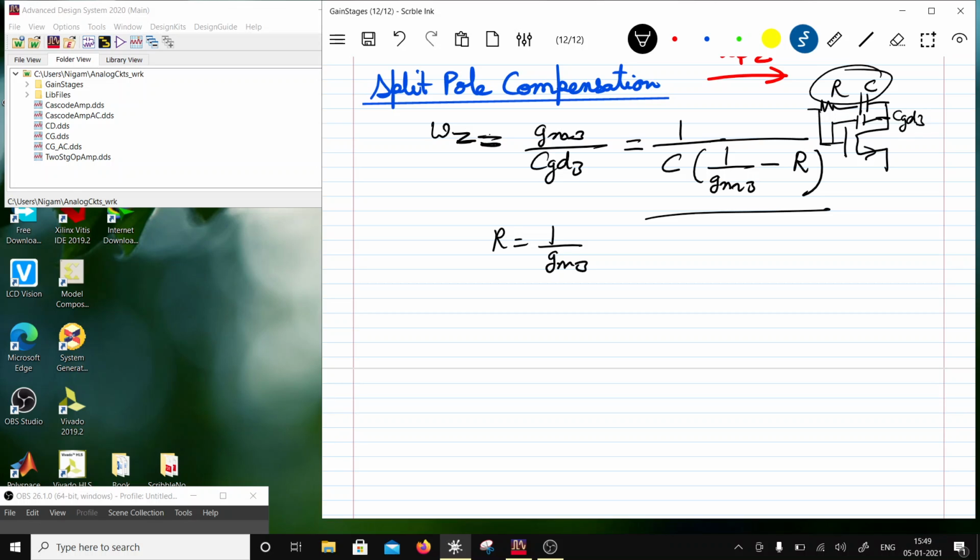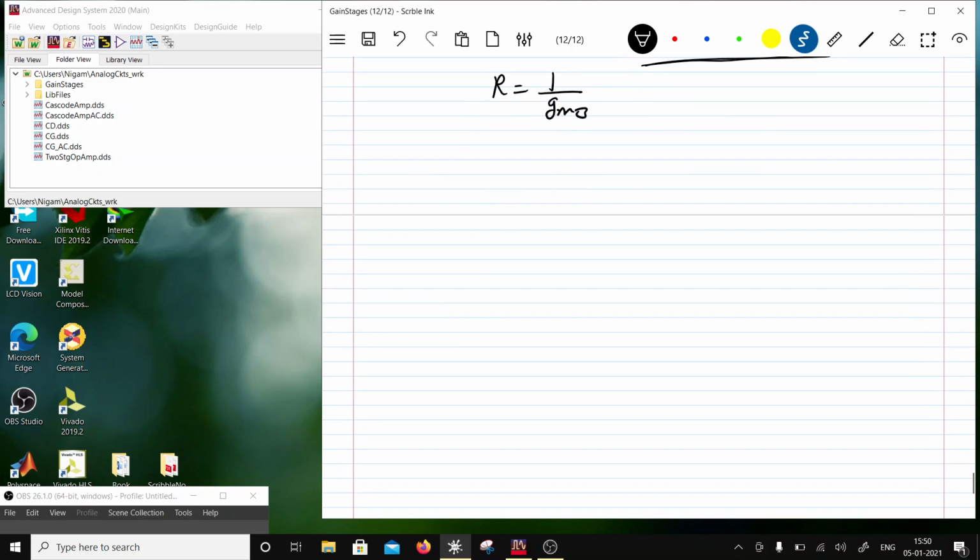So right now it's a positive number. If you see, this is the right hand side of the S-plane because this is a positive number. But if I keep increasing R beyond 1 over GM3, then this omega z will become negative, right? So the 0 will move from the right hand side of the S-plane to the left hand side of the S-plane, right? And now you can use this to cancel your pole.